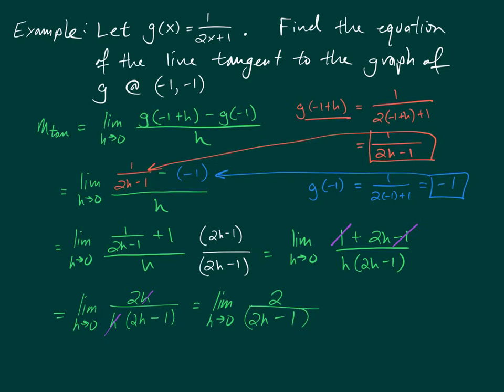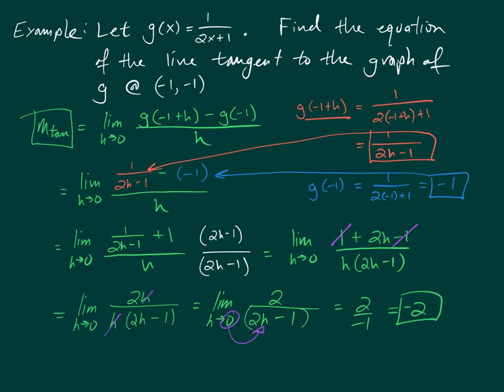And so now there's nothing stopping us from substituting this 0 in for h. And when you do that, you're left with 2 over negative 1, which is just negative 2. So there's the slope of the tangent line. Remember, we did all that to find the slope of the tangent line.